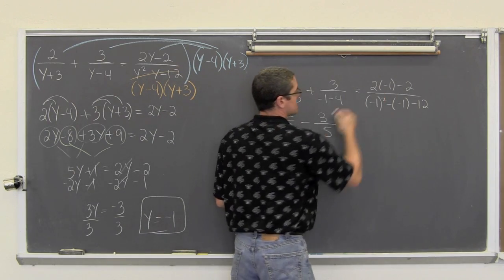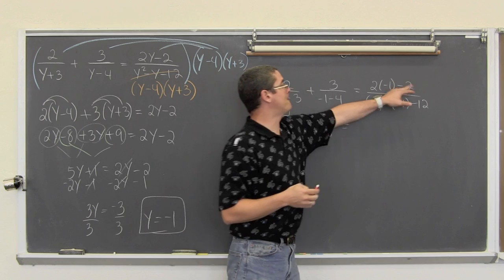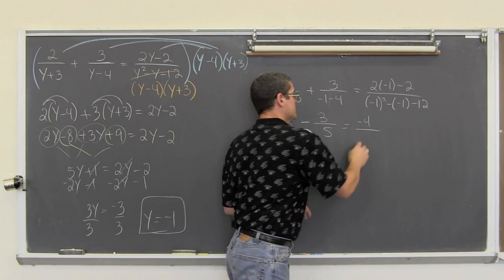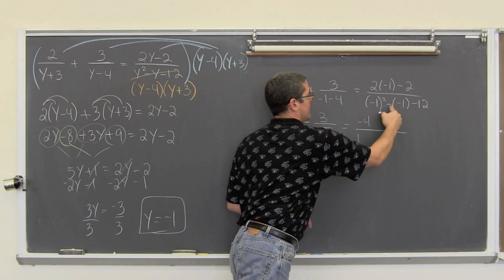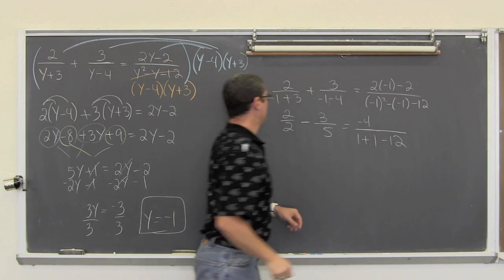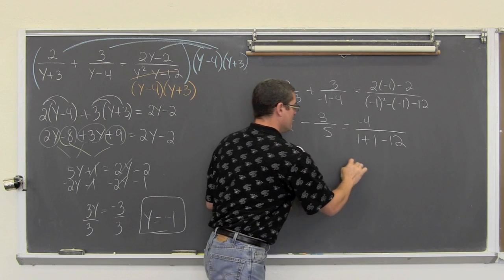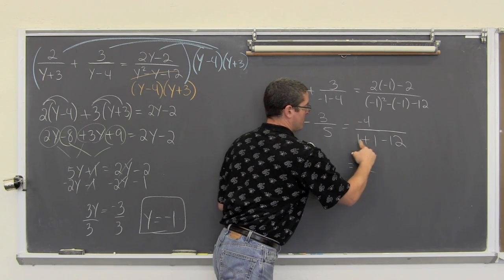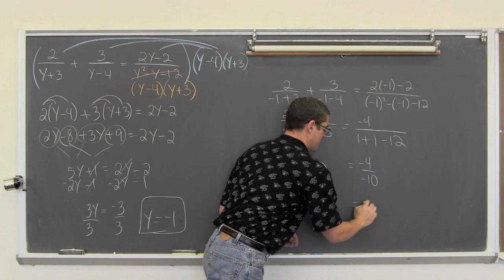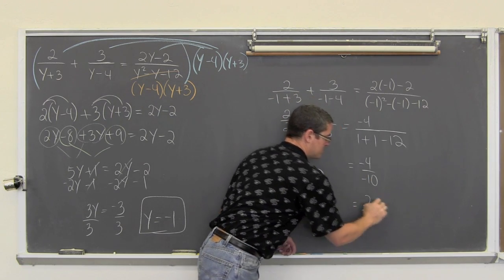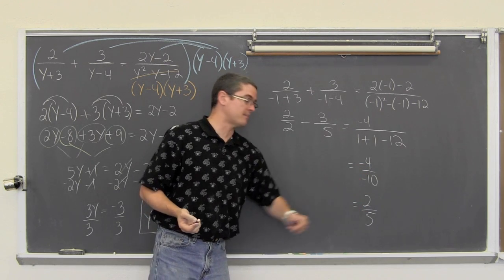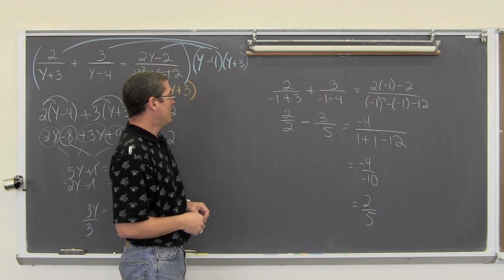Equals 2 times -1 is -2, minus 2 is -4. We have -1 squared is 1. A negative and a negative make a positive 1 minus 12. So over here, we have negative 4. 1 plus 1 is 2. Minus 12 is negative 10. So that's going to reduce down to 2/5, because 4 and 10 are both even, so we divided the top and bottom by 2.